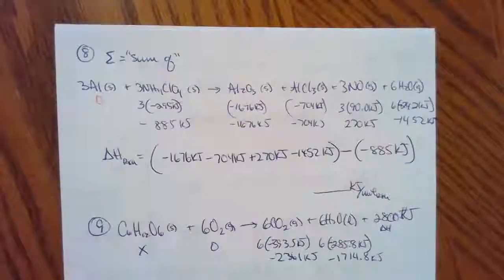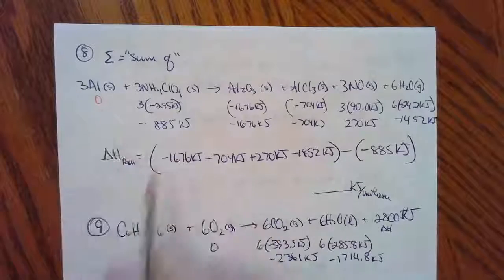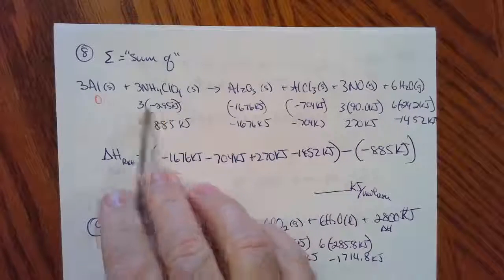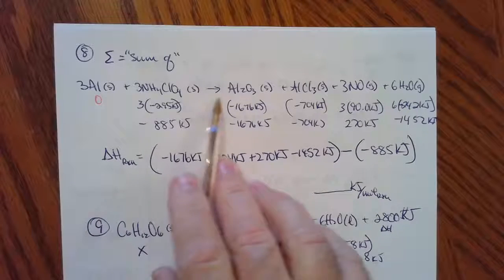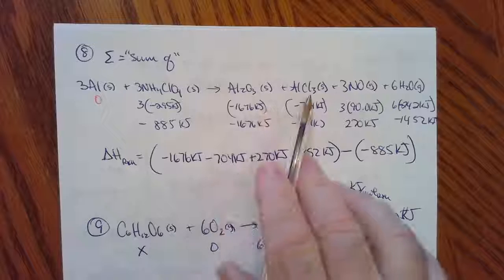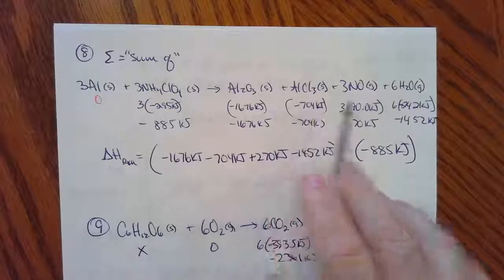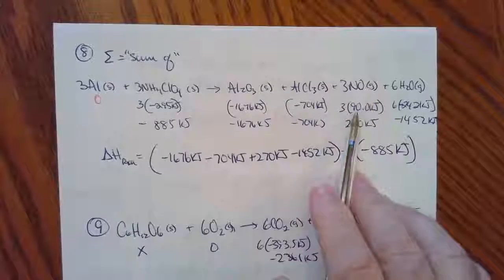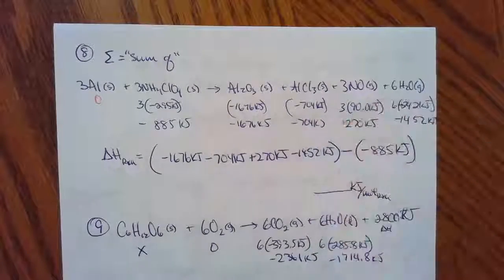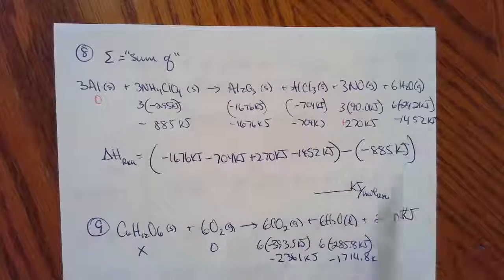Aluminum solid is what we expect it to be. It has a delta H value of 0. They gave you the ammonium perchlorate as negative 295. We've got to multiply that by 3. Aluminum oxide solid, negative 1676, it's on the chart. Aluminum chloride solid, negative 704 kilojoules on the chart. 3NO gas, 3 times 90 would be 270 kilojoules. It's positive this time. 6 times negative 242 is negative 1452.